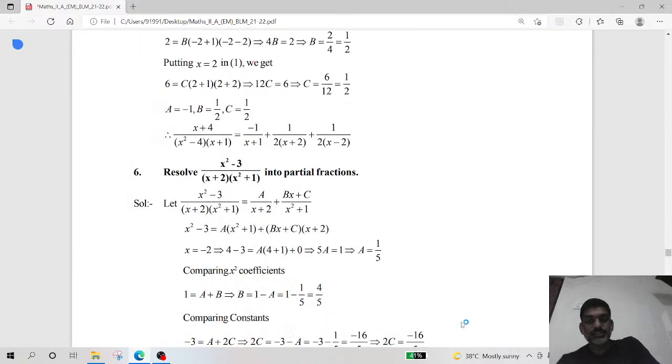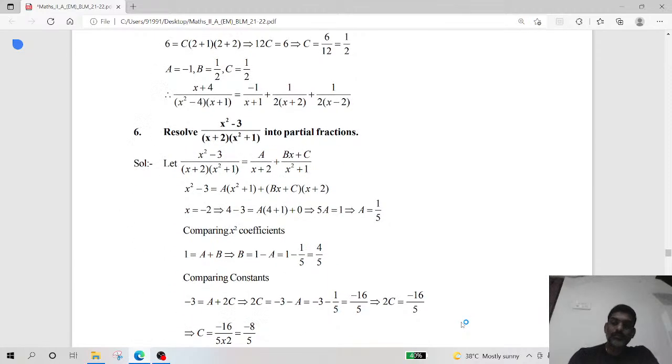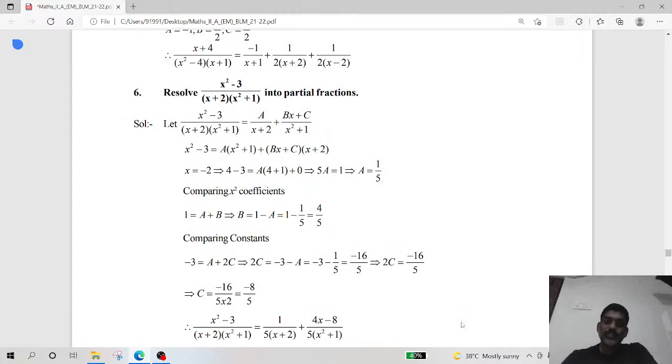Next, question number 6. Resolve (x square minus 3) divided by (x plus 2) times (x square plus 1) into partial fractions. So here, (x square minus 3) divided by (x plus 2) times (x square plus 1).